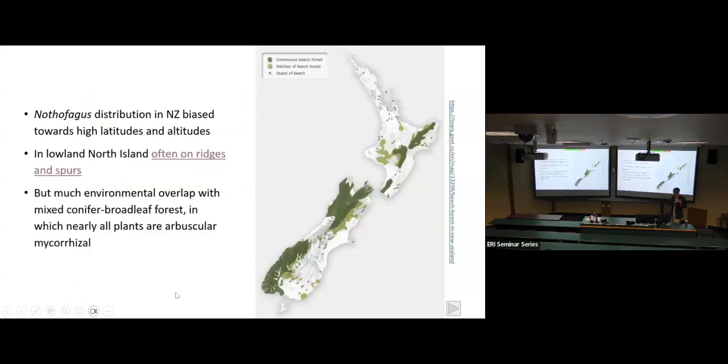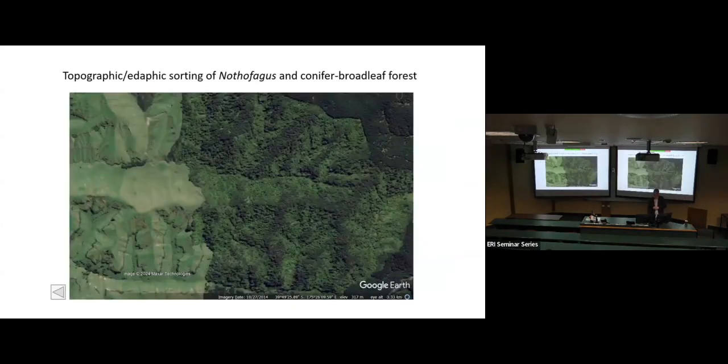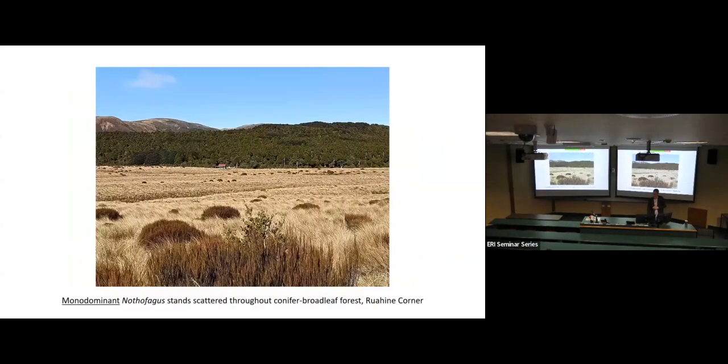But even though there is definitely sorting and segregation across landscapes at different scales, there's a lot of overlap between the environmental tolerances of Nothofagus species and arbuscular mycorrhizal trees. And so you can get situations where you get mixtures, and what's more, in some places you can occasionally get these monodominant Nothofagus stands within a mosaic of more diverse forest.